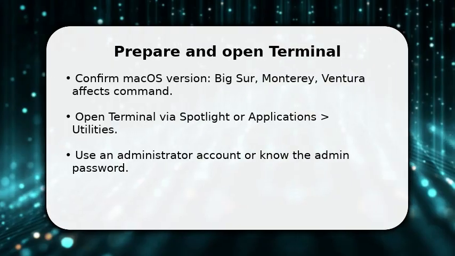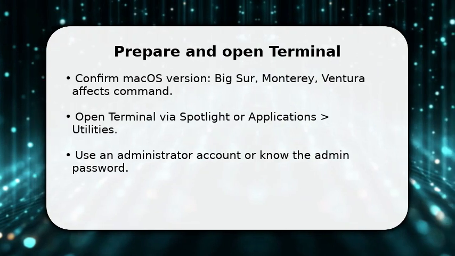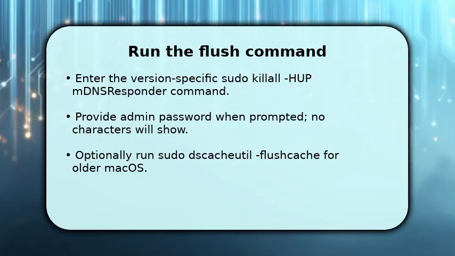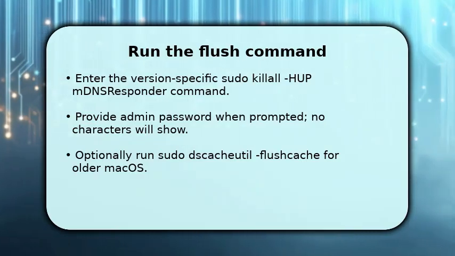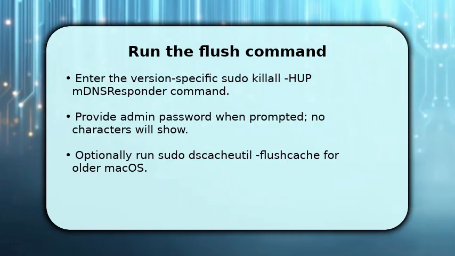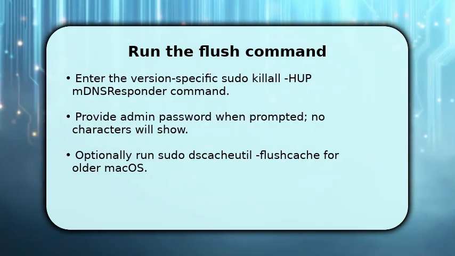Now that Terminal is ready and you have admin access, move to the next step to run the flush command correctly. You'll now execute the system commands to clear DNS caches. For modern Mac OS, type sudo killall -HUP mDNSResponder and press enter. You will be prompted for your admin password. Type it even though nothing appears and press enter.